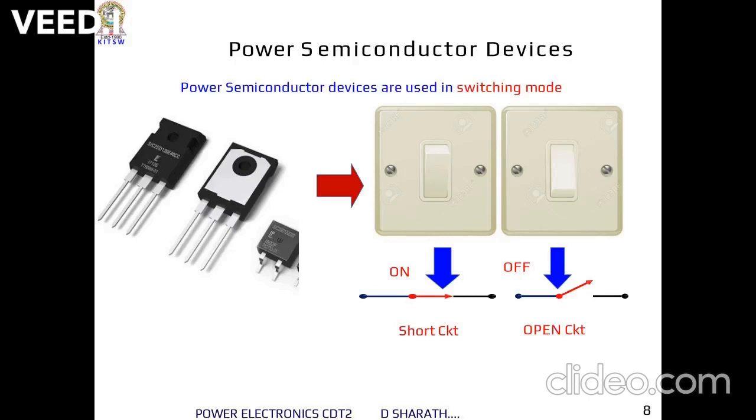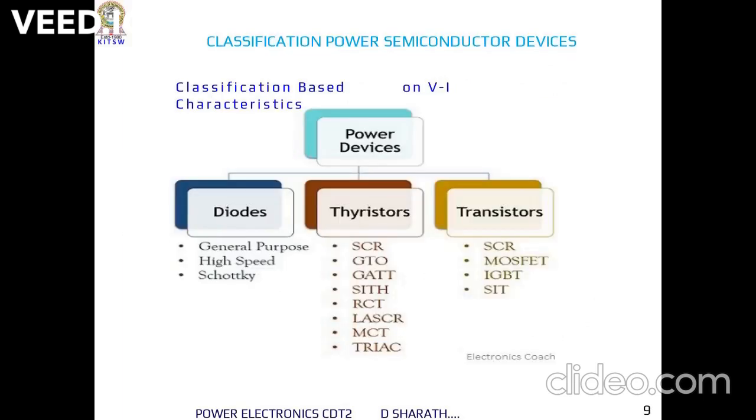Coming to power semiconductor devices, they are used in switch mode, where there is on and off. Whenever the power semiconductor device is on, it is forward biased and acts as a short circuit. Whenever it is off, it acts as an open circuit.